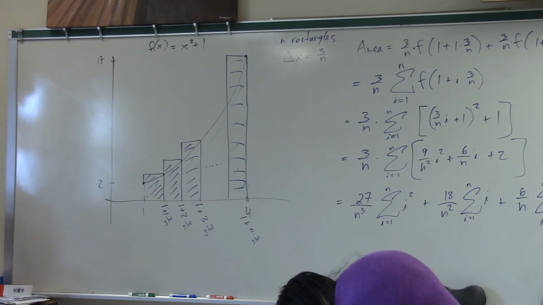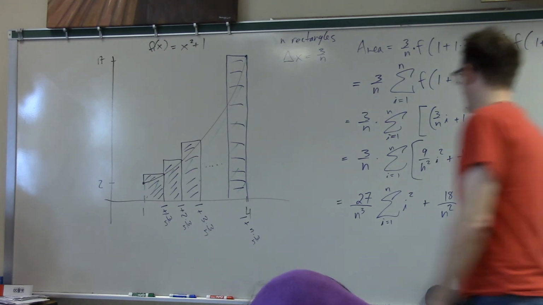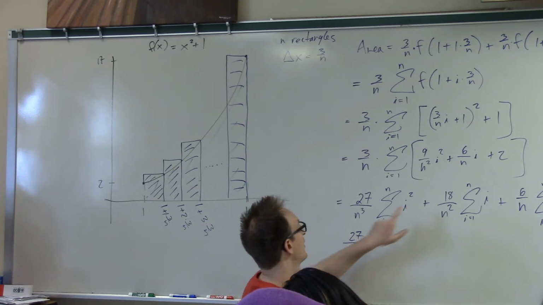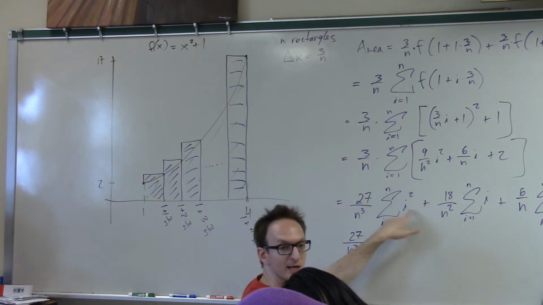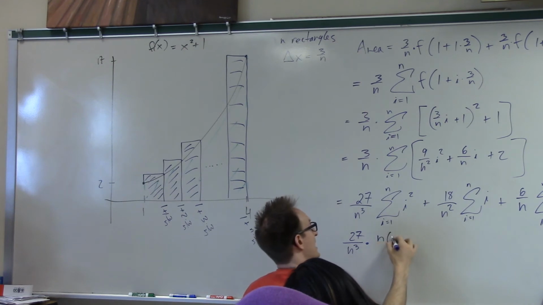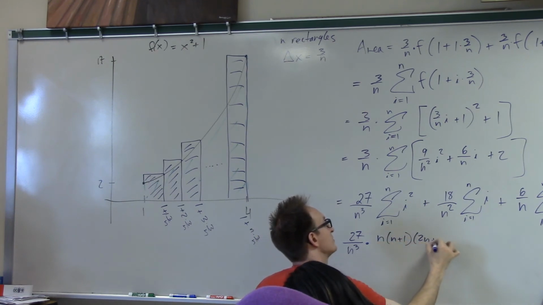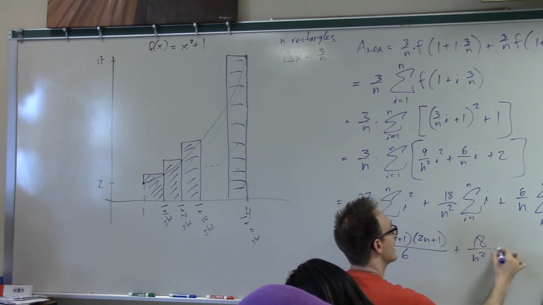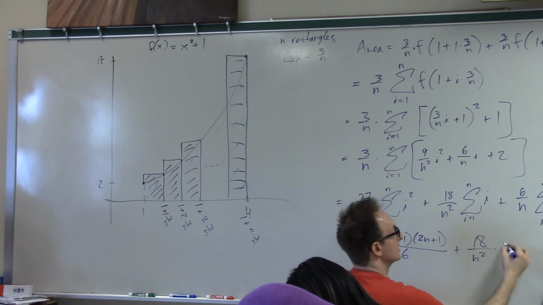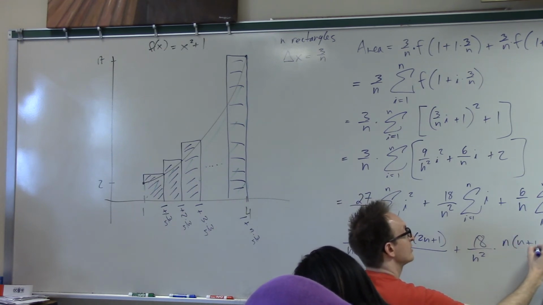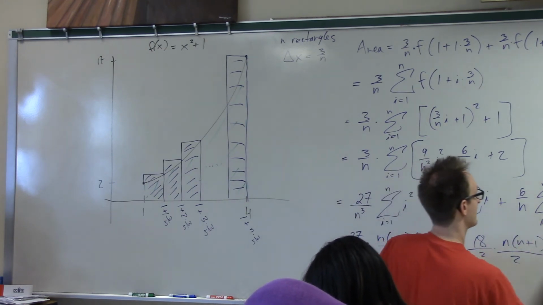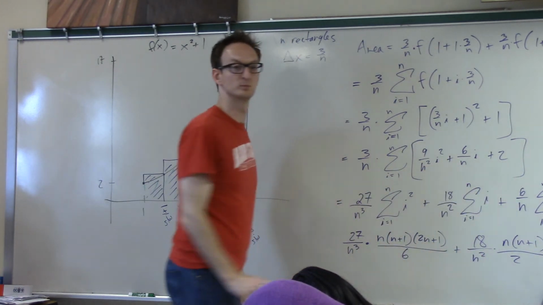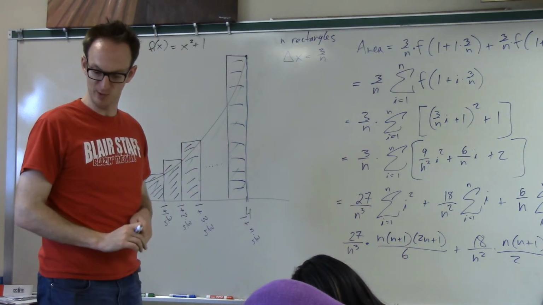Alright, and now we reach for those formulas. So, okay, let's do it. 27 over n cubed times, what is the sum from i equals 1 to n of i squared? n plus 1, 2n plus 1 over 6, plus 18 over n squared times, that one is n plus 1 over 2, and that one is 6 over n times n. So I'm just using the formulas, going a little fast, I'm sorry.